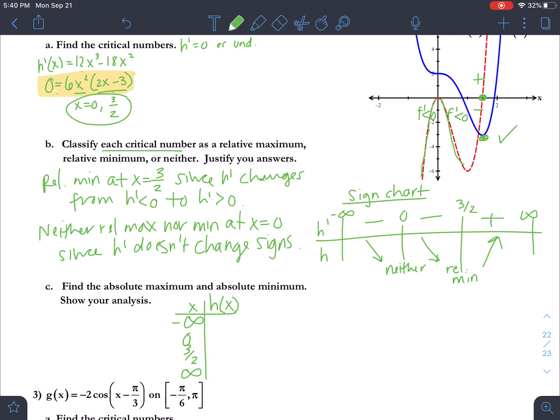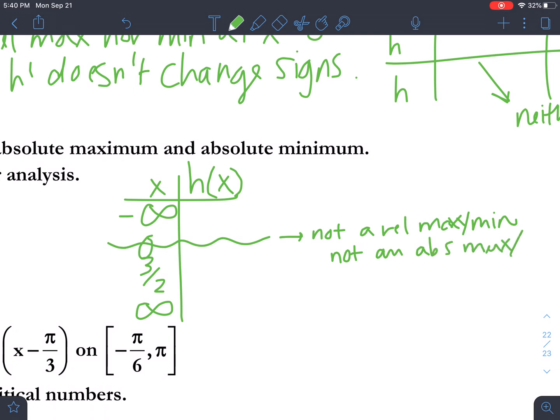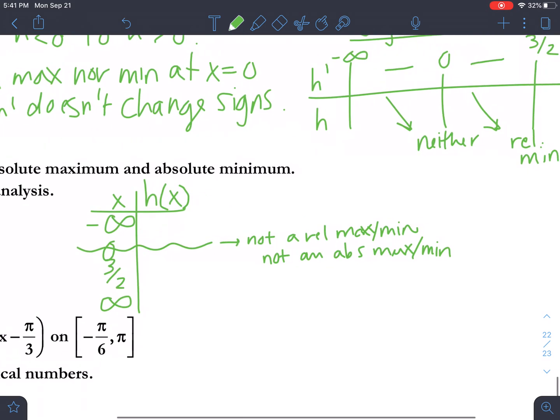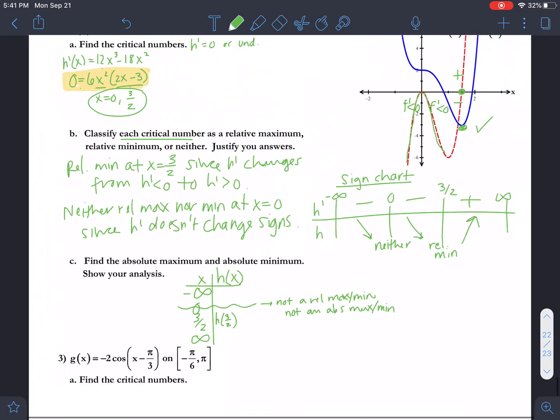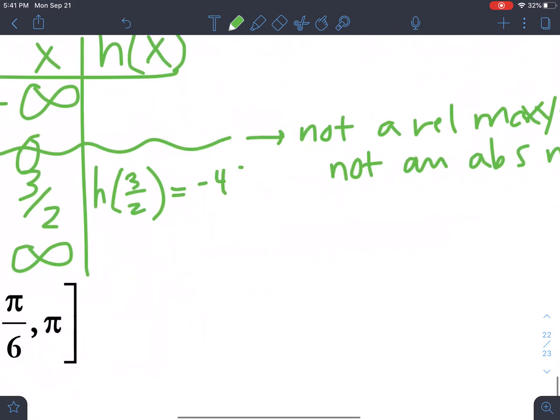Okay, well, this one's a little strange. First of all, 0 is not even in the running. It's not a relative max or min, sorry for my writing there. So that means automatically it's not an absolute max or min. It's not even in the running, because it wasn't a max or min, because of this right here. So now we're between negative infinity, infinity, and 3/2. So h of 3/2, if we were to plug it into the original h of x, again, I'll spare you the algebra, it is equal to negative 49 over 16.